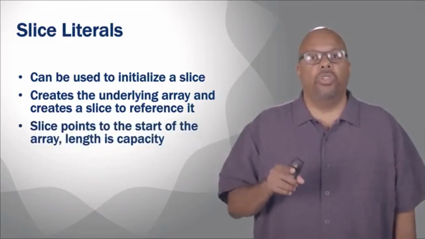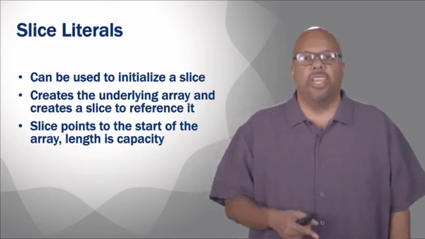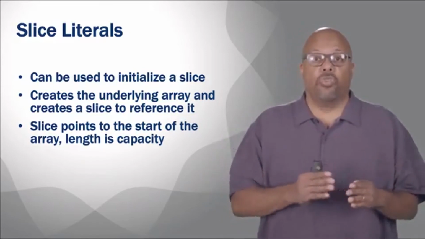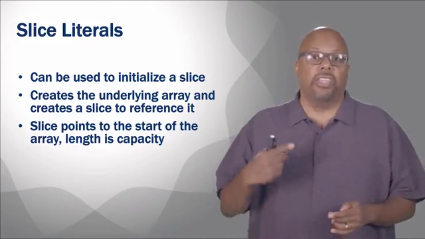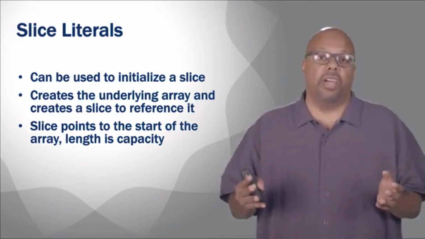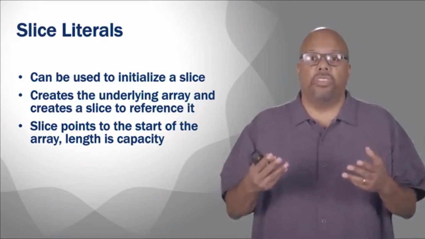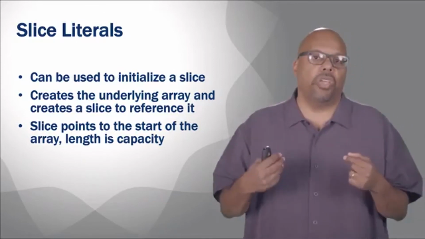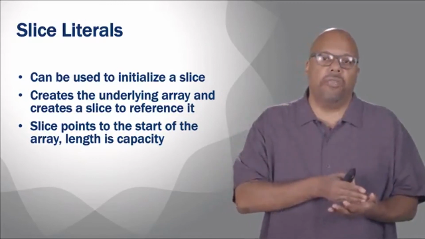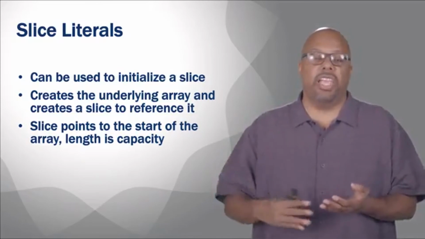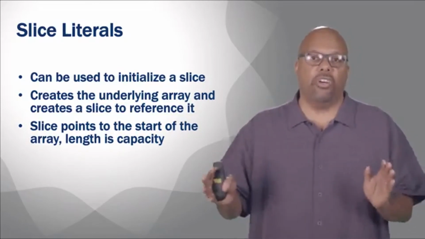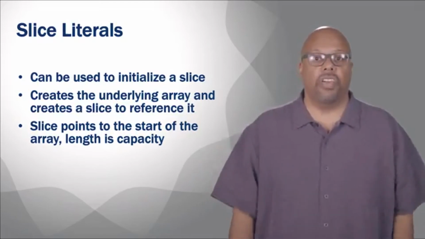So when you use a slice literal to define a slice, it actually creates an underlying array, and it creates a slice to reference the entire array. So the length and the capacity of the slice are the same, right? If you use a slice literal to create this array, the slice's pointer will point to the beginning of the array, its length will be the length of the array, and its capacity will also be the length of the array. So the slice points to the entire array when you use a slice literal to define it in this way.